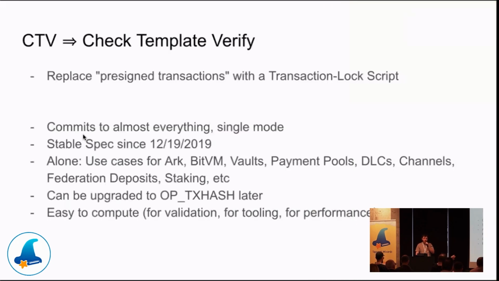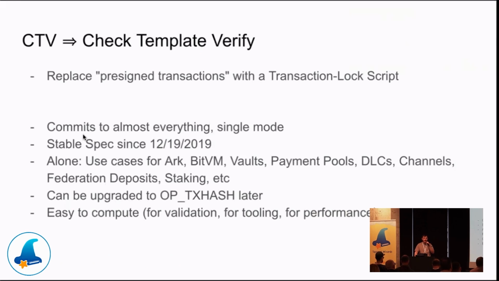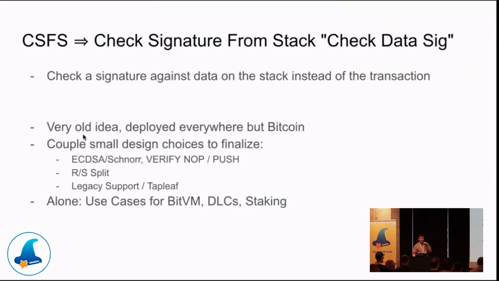tight. So CTV is basically just a replacement for pre-signed transactions with a transaction locking script. It commits to almost everything in the transaction. It's had a stable specification since like 2019. And it has use cases by itself for ARK, BitVM, vaults, payment pools, discrete log contracts, channels, federation deposits, staking, and more. Later on, it has a nice pathway for being upgraded, and it's easy to compute, so high performance.